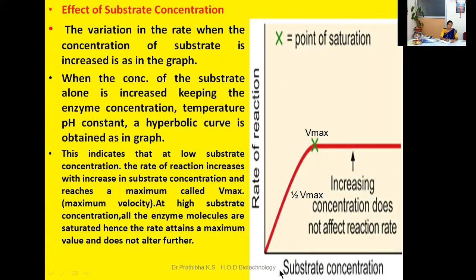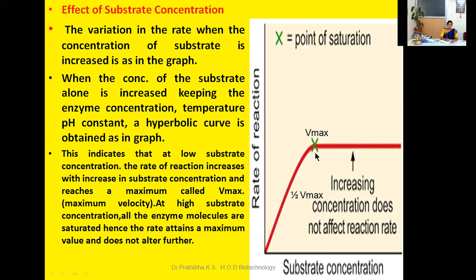Here you can see another graphical representation. This is substrate concentration, and here the rate of reaction, that is the velocity of the enzyme. When the substrate concentration increases and reaches the saturation condition, increasing the concentration of the substrate does not affect the reaction rate because it has already attained the optimal condition. The variation in the rate when the concentration of substrate is increased is shown in the graph. When the concentration of the substrate alone is increased, keeping the enzyme concentration, temperature and pH constant, a hyperbolic curve is obtained as in the graph.